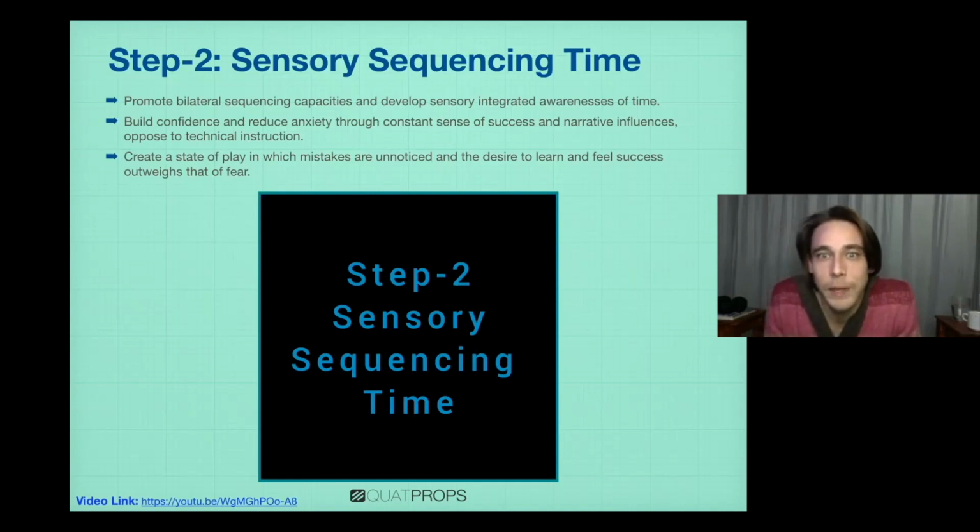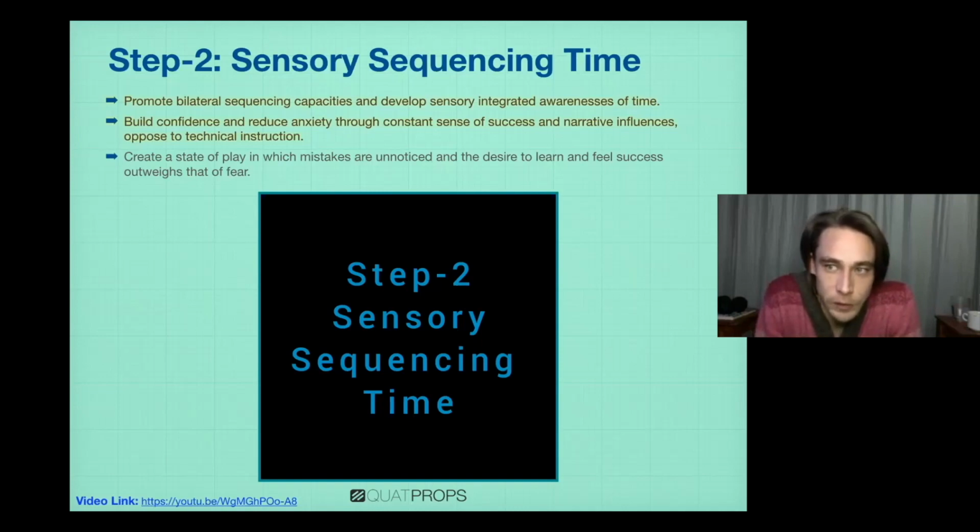We're continuing down that path. But really here it's about helping them strengthen that sensory communication part of the formula. So step two is going to promote bilateral sequencing capacities and develop sensory integrated awareness of time. As always, emphasize and build confidence and reduce anxiety through a constant sense of success and narrative influences, as opposed to technical instruction. So step two is where we really focus on narrative play, narrative instruction, because it's all storytelling.